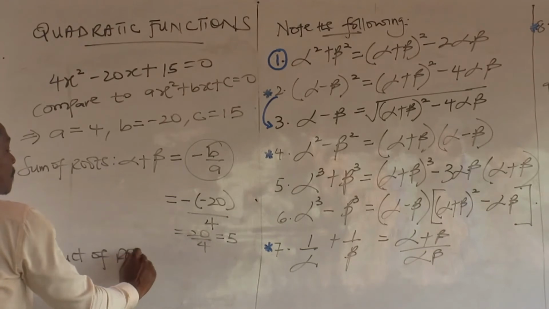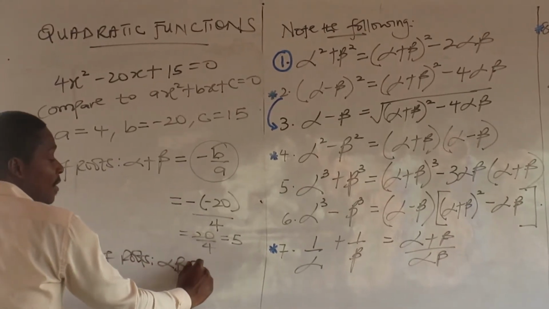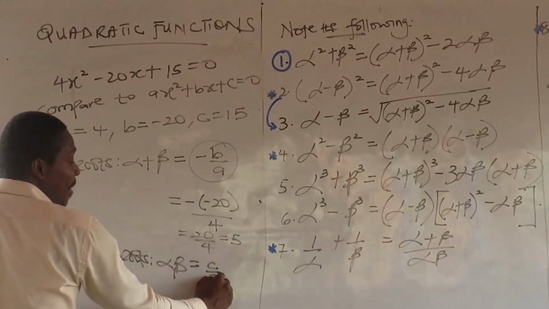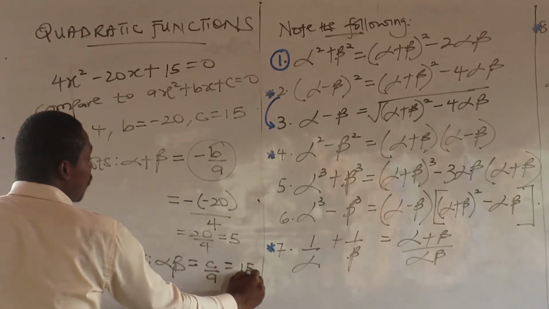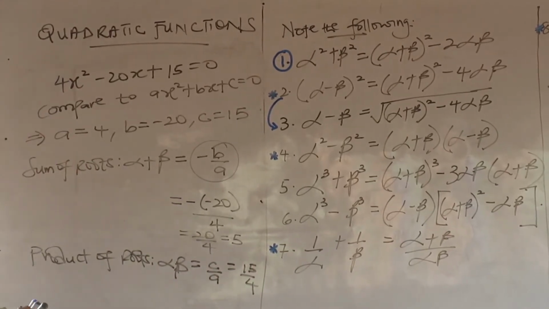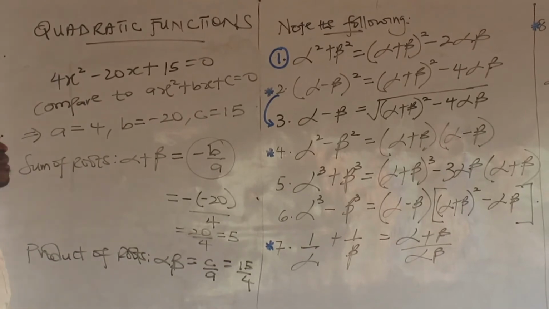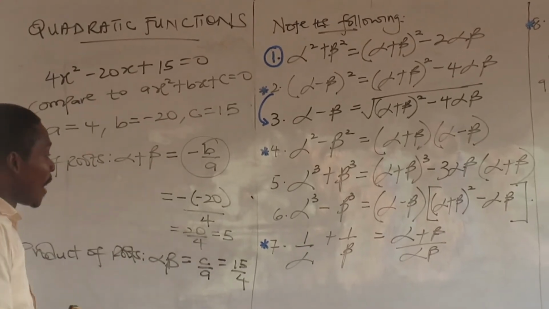Product of roots. We have alpha beta, which is equivalent to what? c over a. You remember? So c is 15, so 15 over 4. Good. I've been asked to find alpha squared plus beta squared. What will I do?